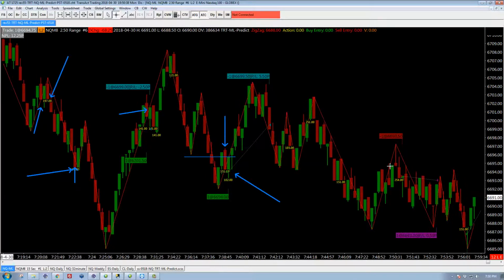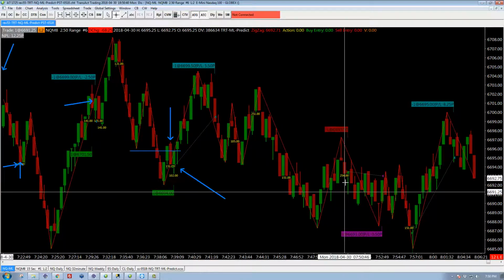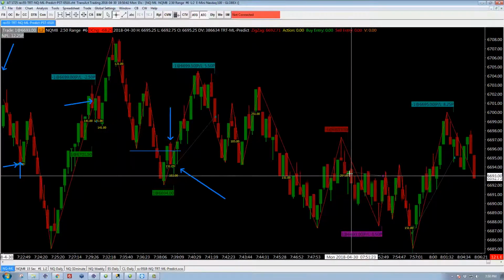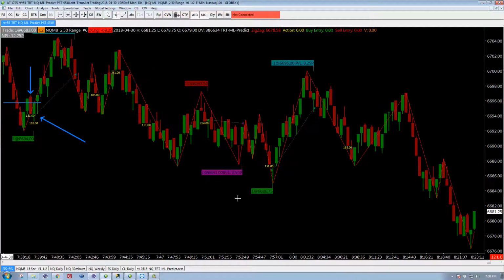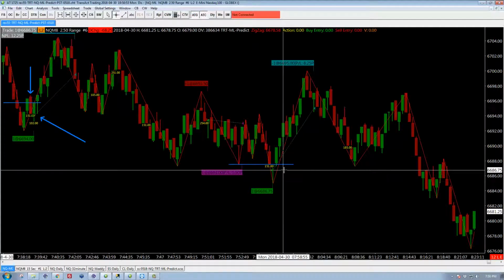Let's see, and then a 254. So here, this is a short here. It just looks like just a couple of ticks there as we get stopped on the pullback. Here's that 151 again. So a break lower. So we get in right there.